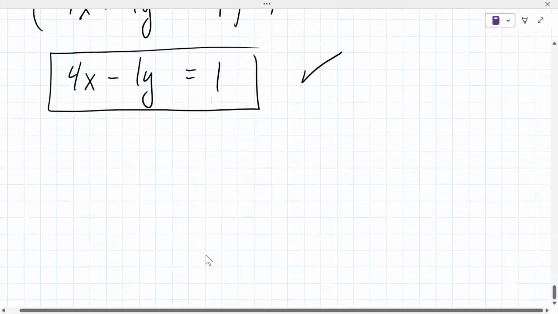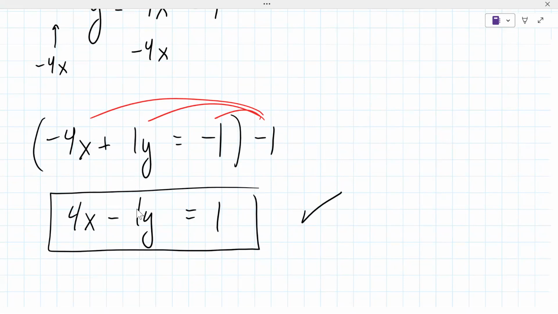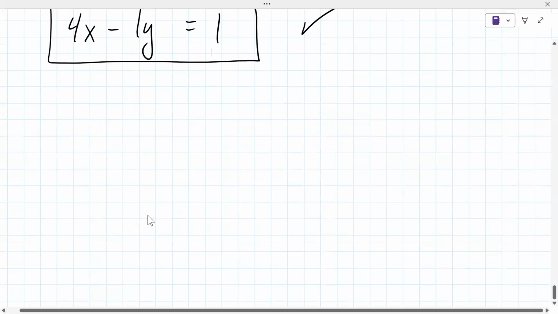Wait, sorry. Why did you write 1y instead of just y? Is it just for visual purposes? Exactly, yes, for clarity. Normally I don't. You can do it or not do it, doesn't matter. Your choice.